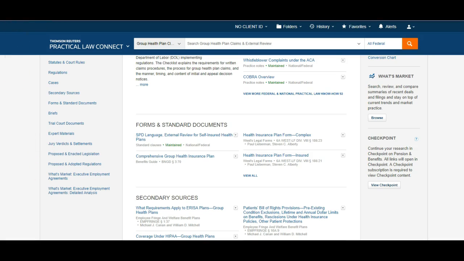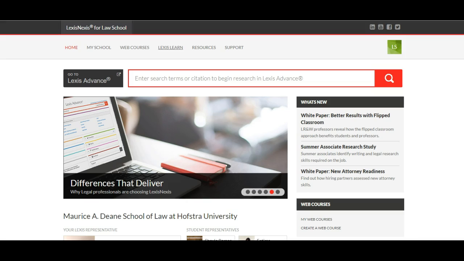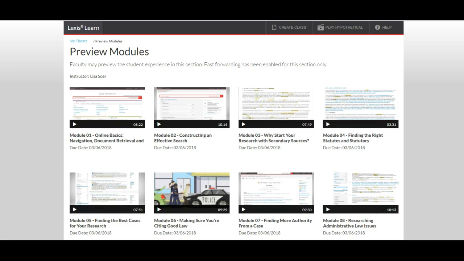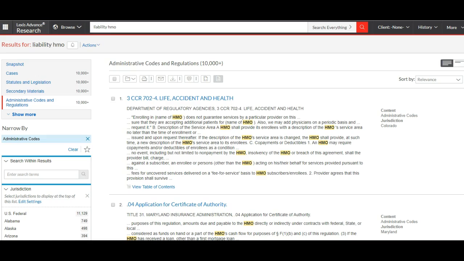Similarly, on Lexis, and let's go actually here on Lexis.